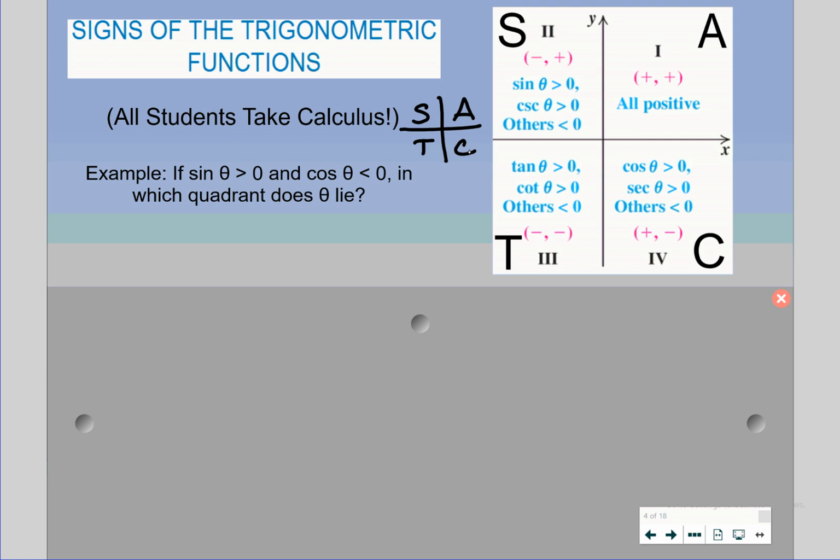So how can we use that for problems like this? It says if sine of theta is greater than 0, which is a real fancy way of saying sine is positive, and cosine of theta is less than 0, so cosine is negative, in which quadrant does that angle lie? Either 1, 2, 3, or 4. All right, if sine is positive, that narrows it down. There's only 2 places in my quadrants where sine could be positive. Where are those 2 places?